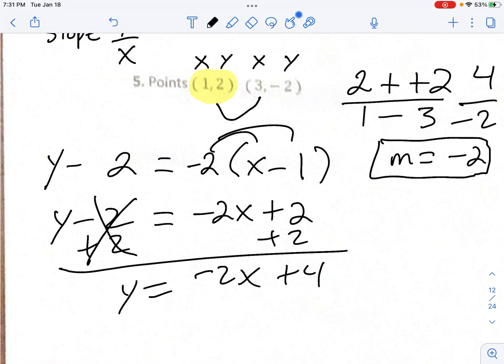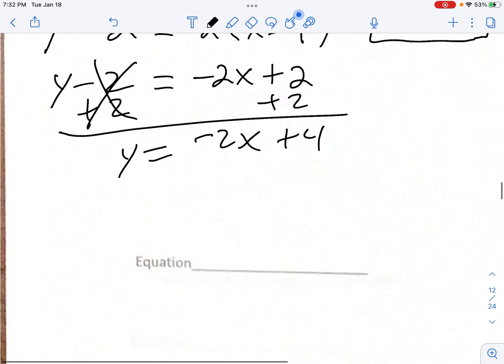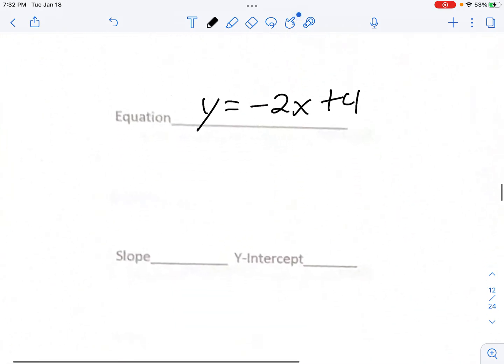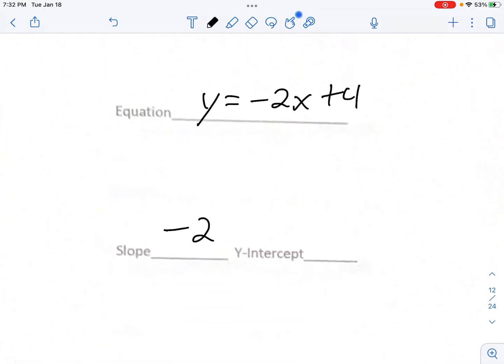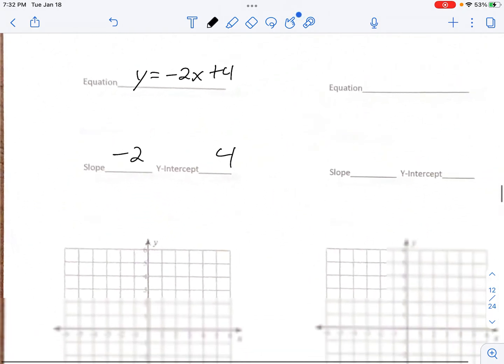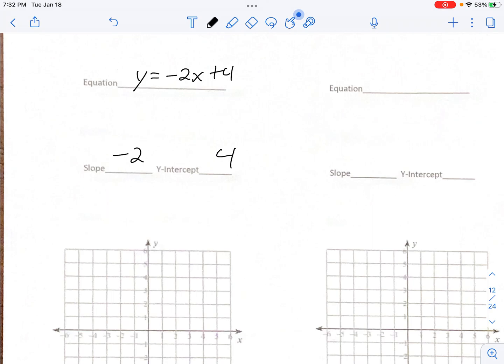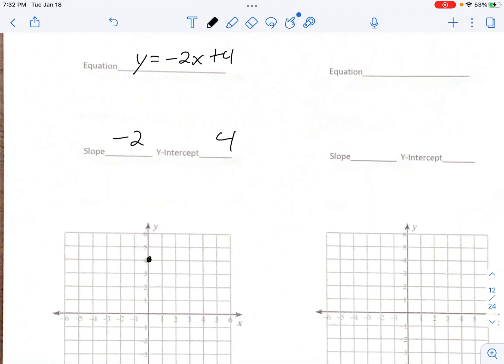That would be our equation. And I'm actually writing this down on the packet as well, because I'm kind of doing 2 things at once. Okay, so y equals -2x plus 4. The slope would be -2. Y-intercept is 4. All right, so what we're going to do is plot the y-intercept at 4.